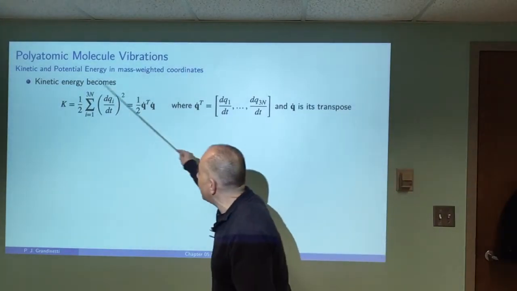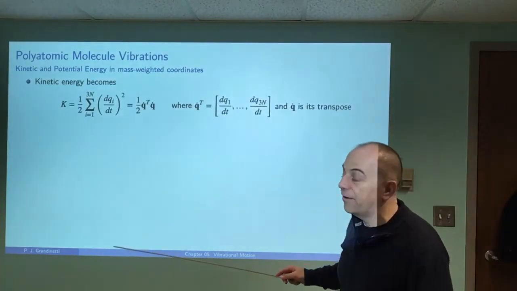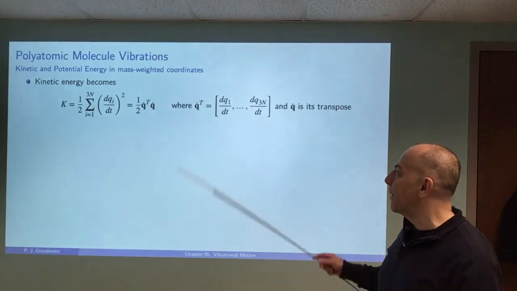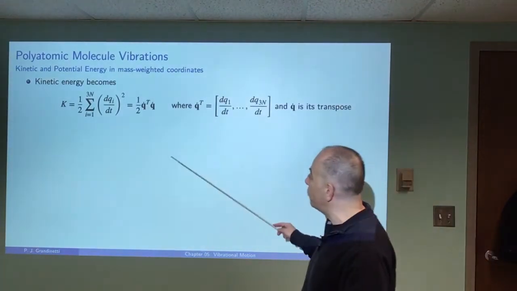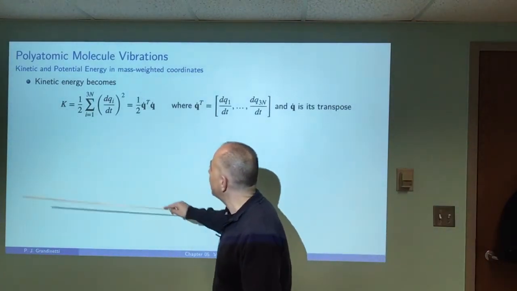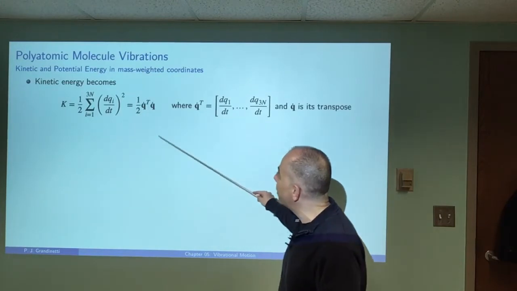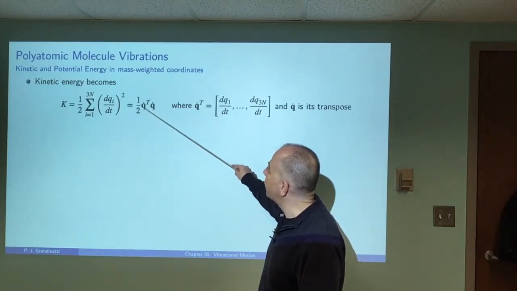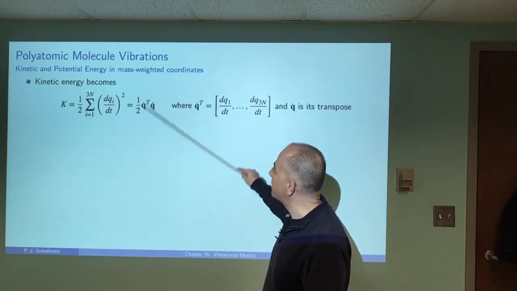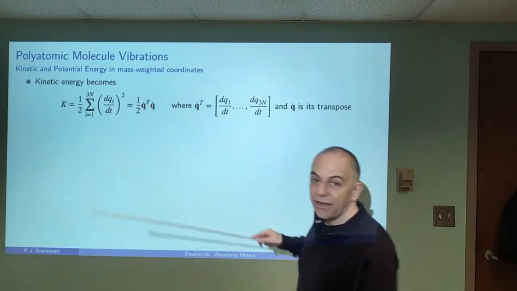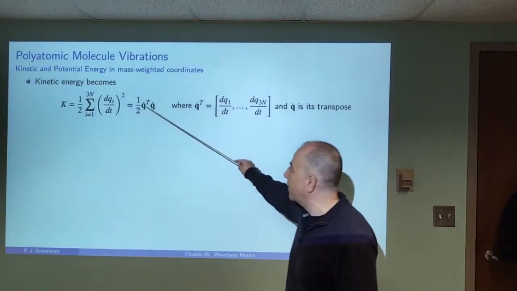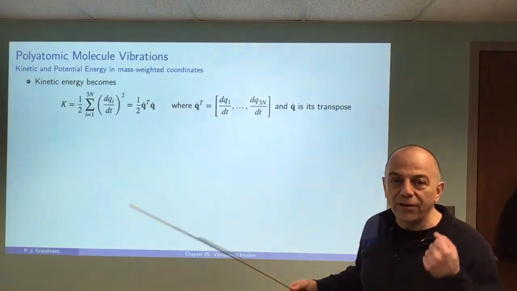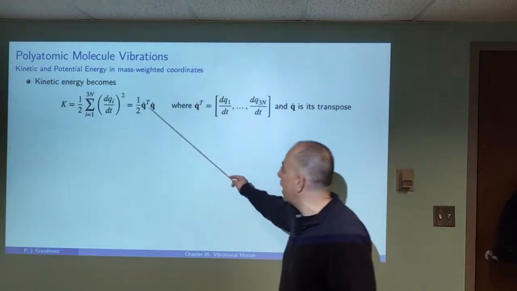Now, to write the kinetic energy out in terms of the mass-weighted coordinates, I'm going to leave this for you to check at home, but if you do that, you'll find that K can be written as the product of q dot transpose times q dot. So these are vectors of the first derivative, the rate of change of the q.